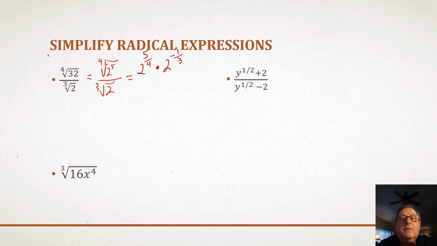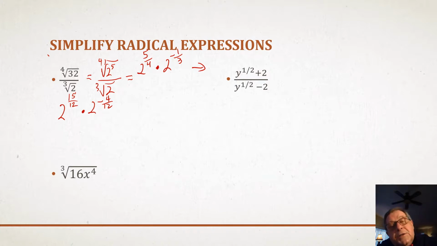Now, if I multiply these two exponentials, remember I've got to add the exponents, and in order to add the exponents, I've got to come up with a common denominator. And my common denominator would be 12. So that means the 5 over 4, I'm going to need to multiply by 3 over 3. And once I do, I've got 2 to the 15 over 12 times, and the 2 to the negative 1/3 I need to multiply by 4 over 4, which then would give me 2 to the negative 4 over 12.